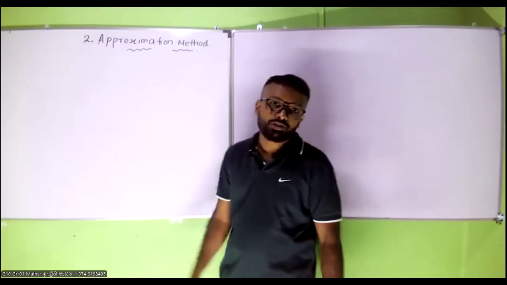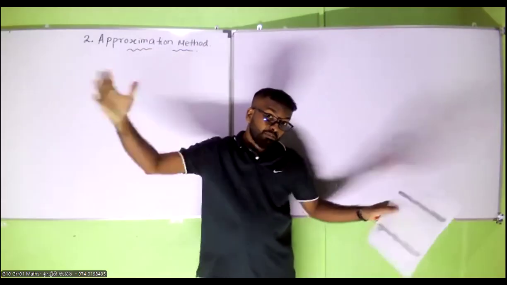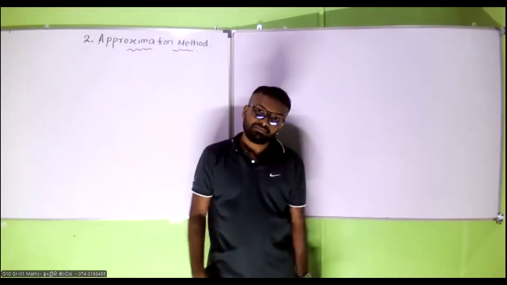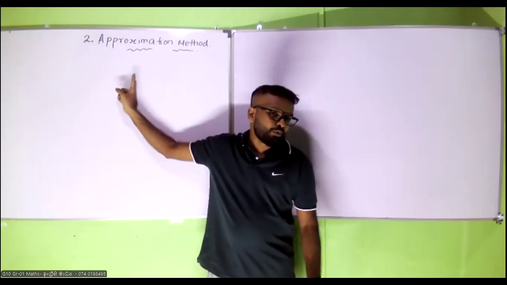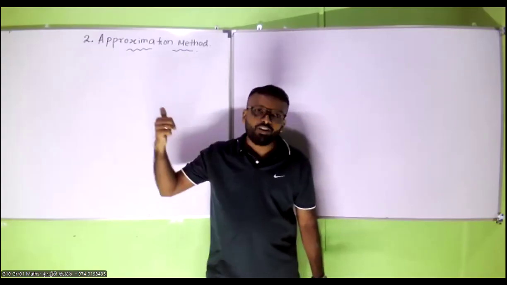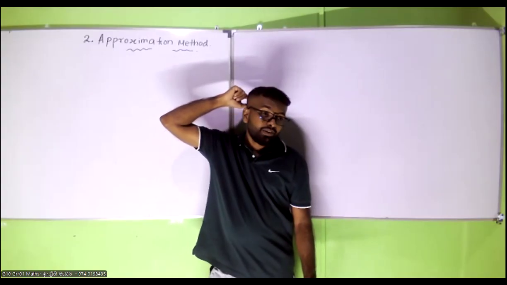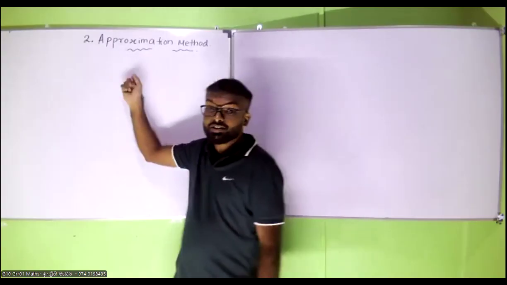Okay, this approximation method. So you can say that the girl and boy are approximating. Now they are going to apply the approximation method. It should remind you how to find the square root by using the approximation method. Let's go back.